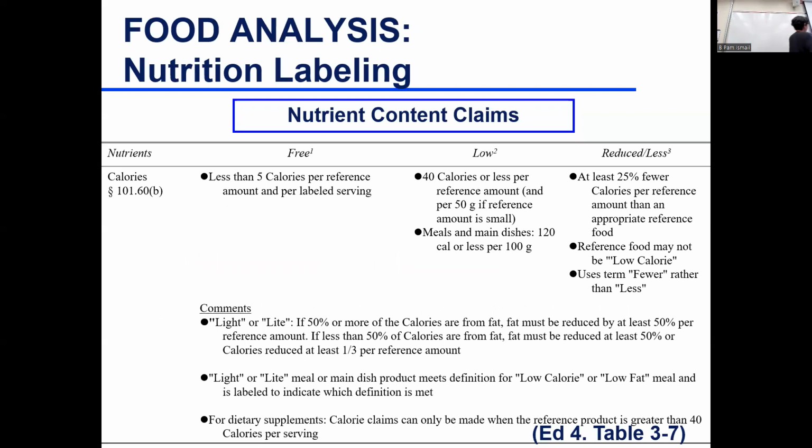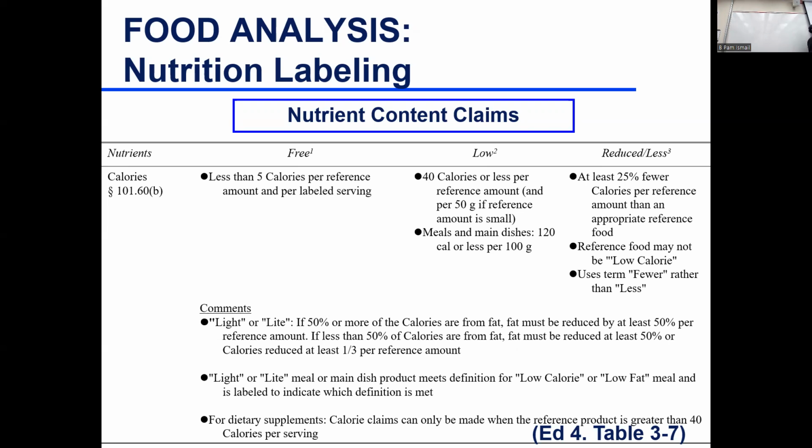So this is table 3.7 from edition 4 of the textbook; you currently have edition 5. And for some reason in edition 5, they removed this table, and I talked to the editor, we're bringing it back in edition 6, because I feel that it's a good resource to have.